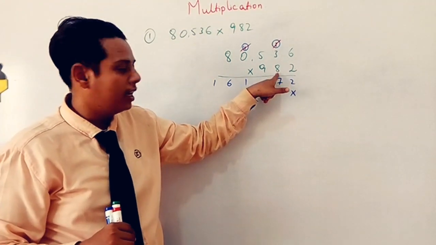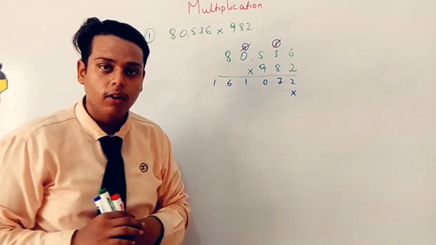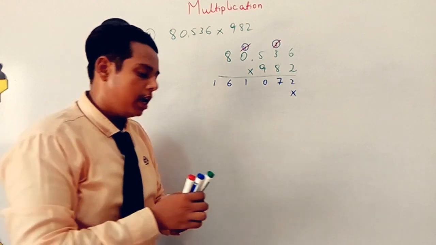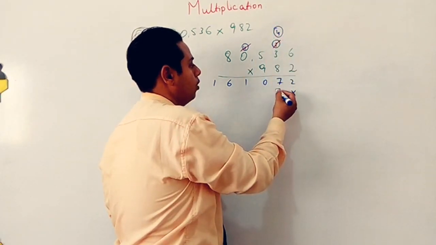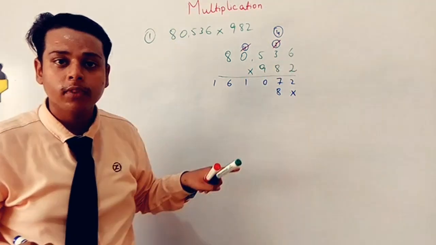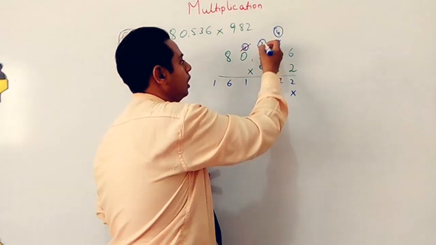Now we have to multiply 8 with all upper numbers. Now 8 6s are 48. So 4 as a carry and 8 down. We have to write down over here. Now 8 3s are 24. 24 plus 4, 28.